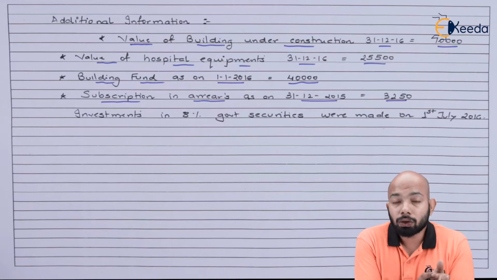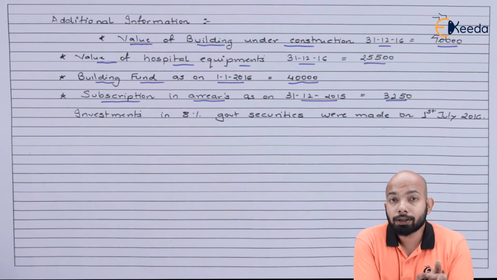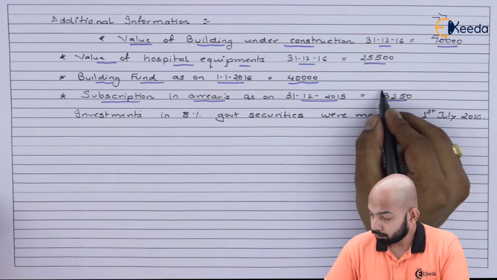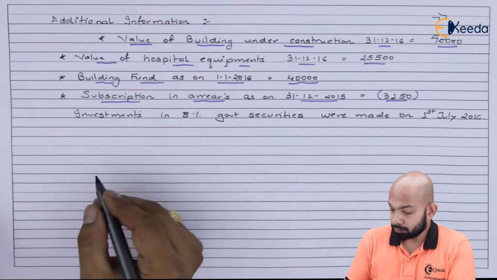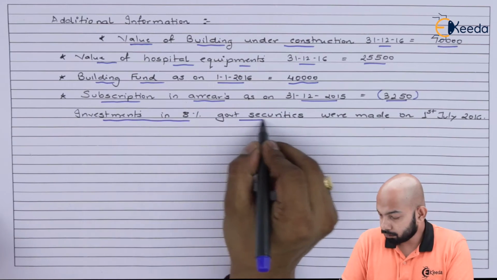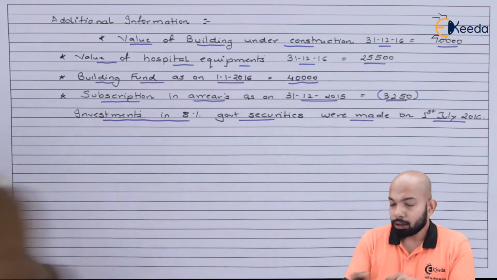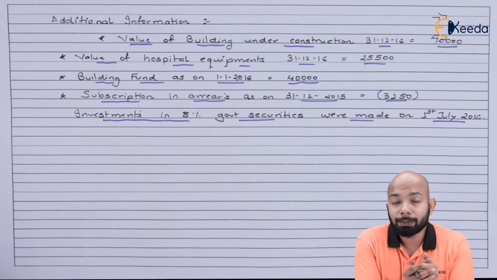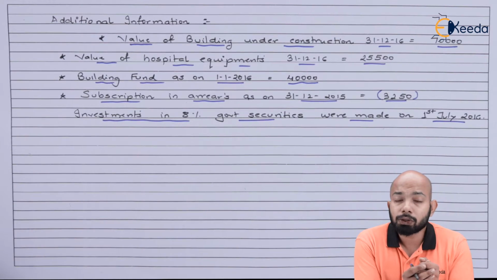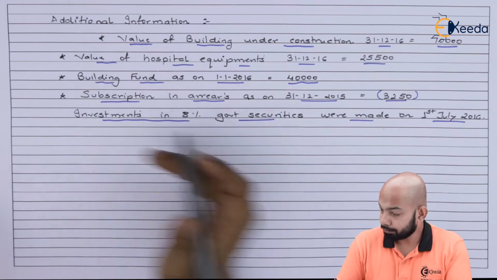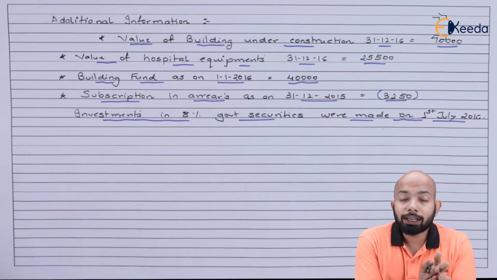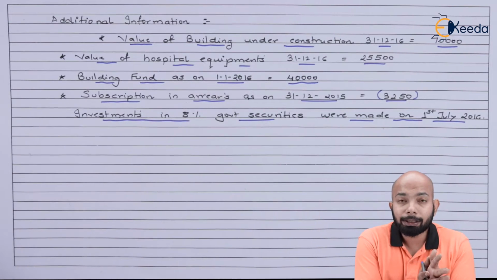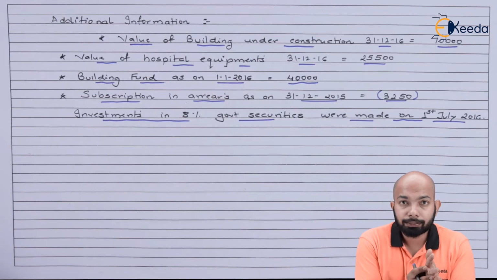Subscription in arrears as of 31st of December 2015 has been mentioned as 3,250. Additional information states that investment at the rate of 8% in government securities was made on 1st of July 2016. Now we have to go ahead and prepare the income and expenditure statement as well as the balance sheet here.